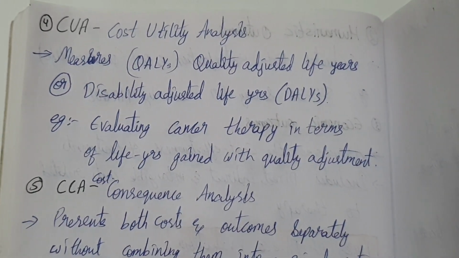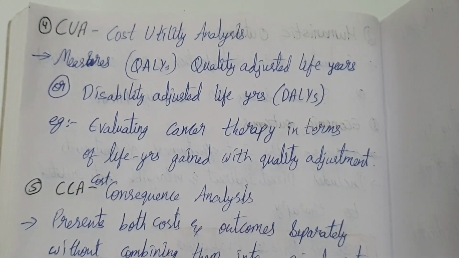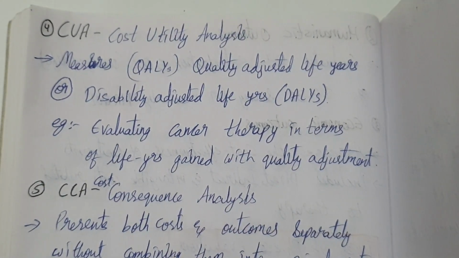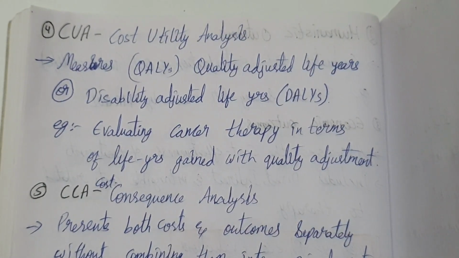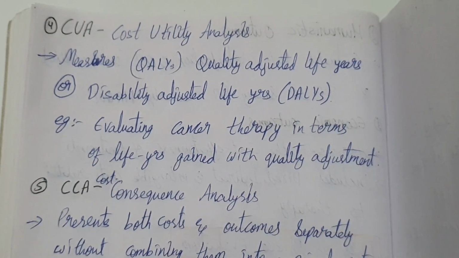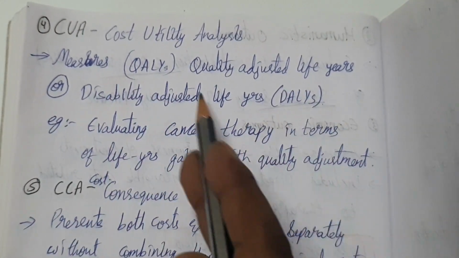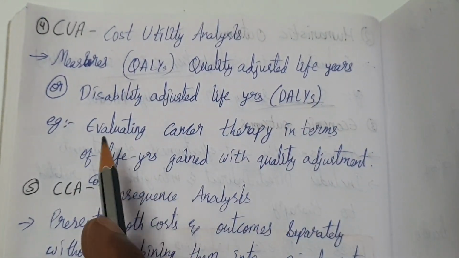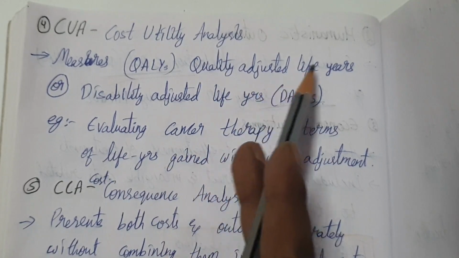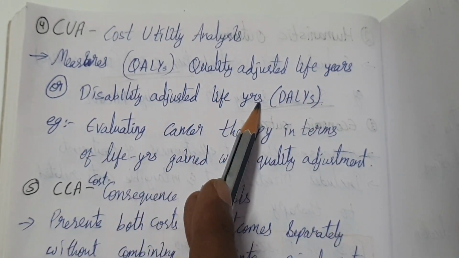Then we have CUA, that is cost utility analysis. It mainly focuses on quality and quantity of life gained. It uses indicators like QALY and DALY. Okay, two indicators are used. QALY means quality adjusted life years. DALY means disability adjusted life years.